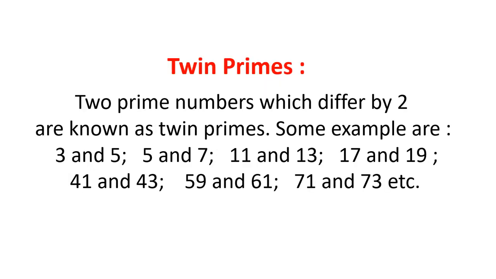Twin primes. Two prime numbers which differ by 2 are known as twin primes. Some examples are 3 and 5, because 5 minus 3 is 2, 5 and 7, 7 minus 5 is 2, 11 and 13, 13 minus 11 is equal to 2. Similarly, 17 and 19, 41 and 43, 59 and 61, 71 and 73, etc. are some examples of twin primes.